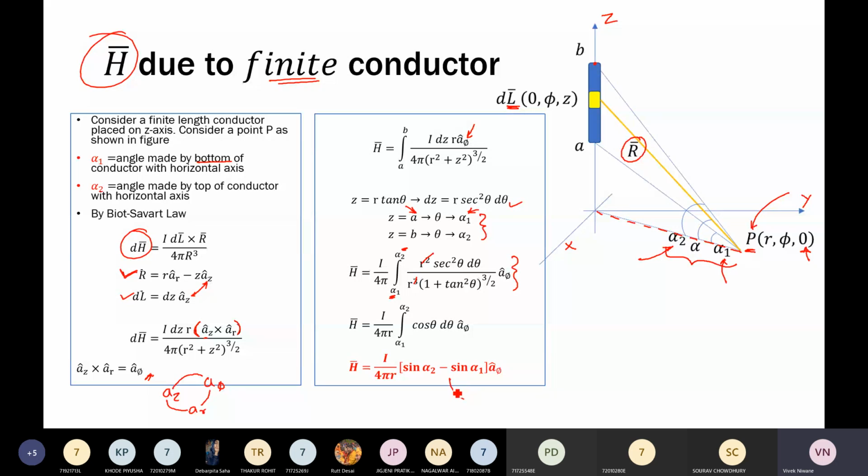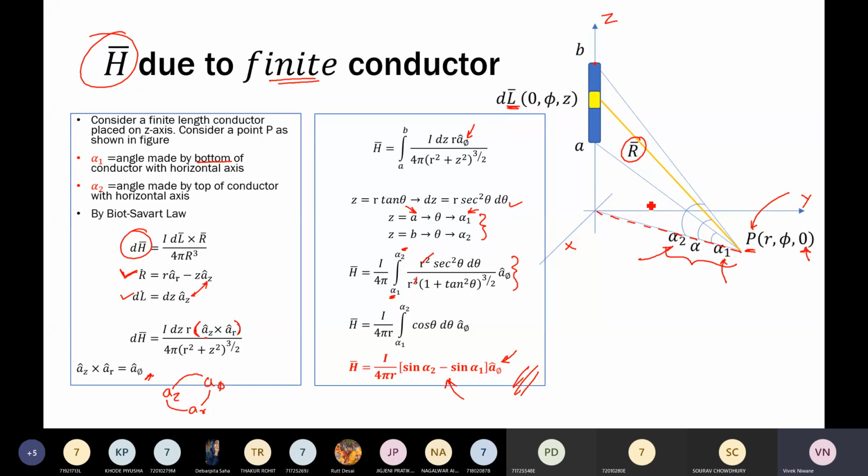So this is a very important expression, where H bar is equal to I upon 4 pi r in bracket sine alpha 2 minus sine alpha 1, or I can say sine of the top end angle minus sine of the bottom end angle, a phi cap. This a phi cap came into the picture because we assumed our conductor to be on the z axis. Otherwise, while solving the numerical, we may need to calculate the a phi cap, that is the a n cap expression. Here in this formula we do have some conventions.